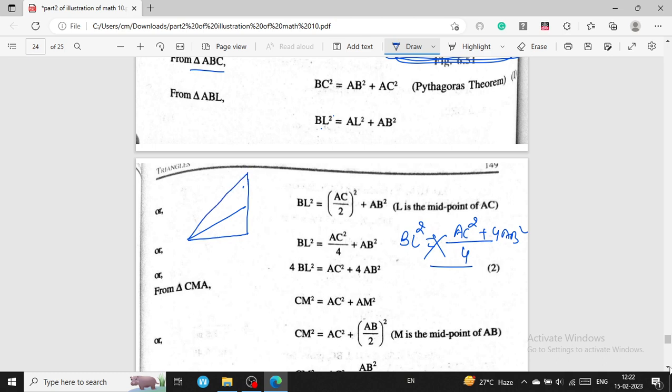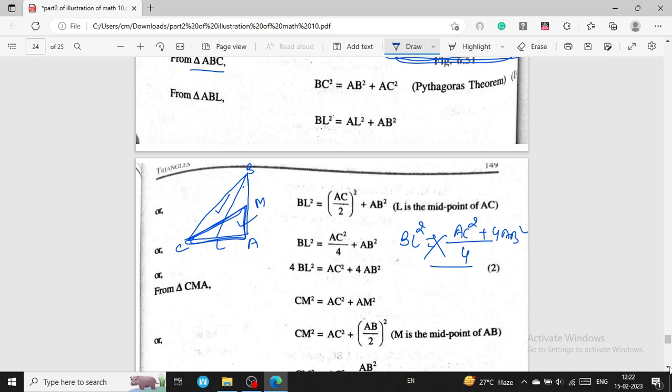You can see the diagram is like this. CMA, BL. This whole is proved. This also is proved. Now we have to prove CMA. Now we have to take this triangle.